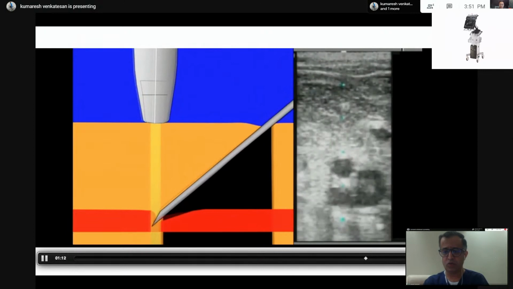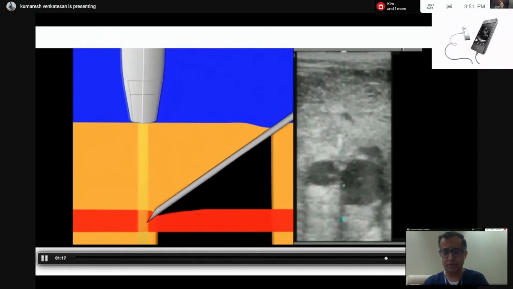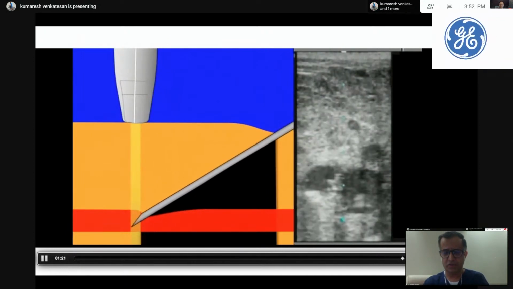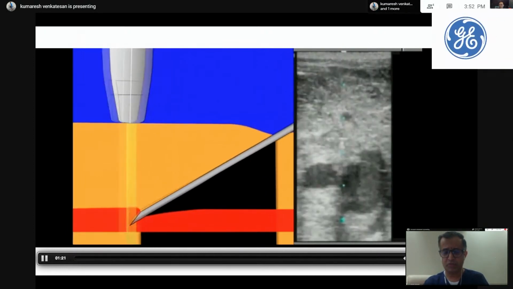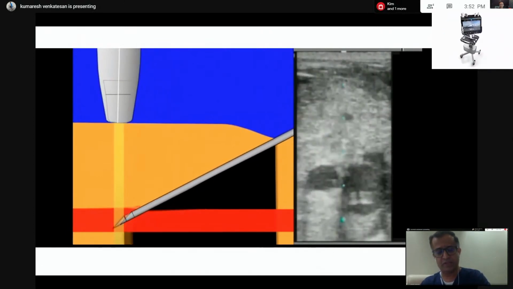And now you're certain that the needle is within the vessel, and then you can progress to perform the guide wire advancement.